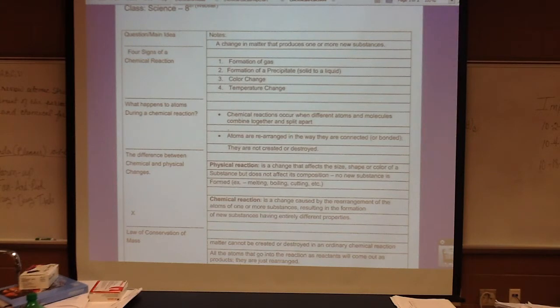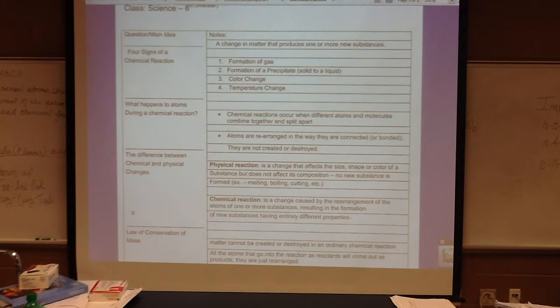A chemical reaction is a change in matter that produces one or more new substances. We see chemical reactions every day. We just don't identify them as chemical reactions. There's 4 signs or indicators that a chemical reaction has taken place. One of the most common signs is the formation of a gas. You guys have done this lab in the past where you have vinegar and baking soda and you mix them together and you have all this bubbling and fizzing. That's the formation of gas. The gas is the new substance.